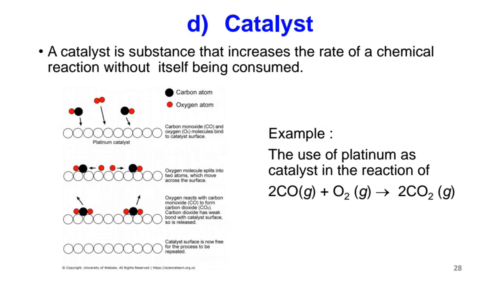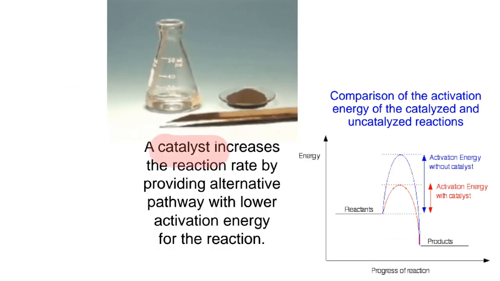A catalyst speeds up a chemical reaction without consuming it. A catalyst provides an alternative route for the reaction with a lower activation energy. This means that particle collisions need less energy in order for a reaction to occur, increasing the rate of the reaction.